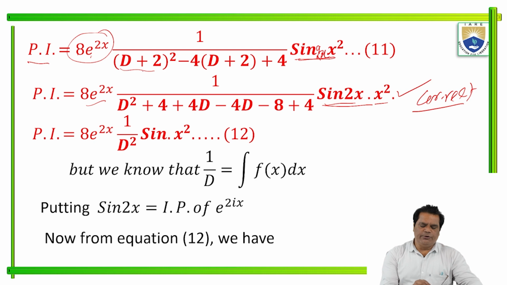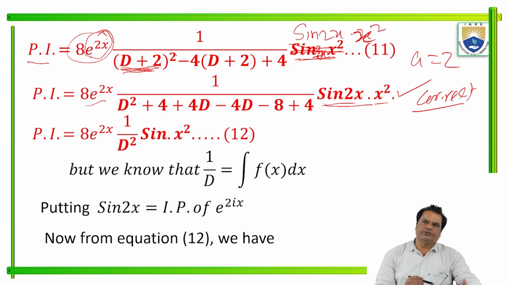Now putting D equal to D plus a. Here e to the power 2x is taken to the left side, and a is here 2. So putting D equal to D plus a in every place, D squared becomes (D plus 2) squared, minus 4 times (D plus 2), plus 4. Here is sine 2x into x squared.